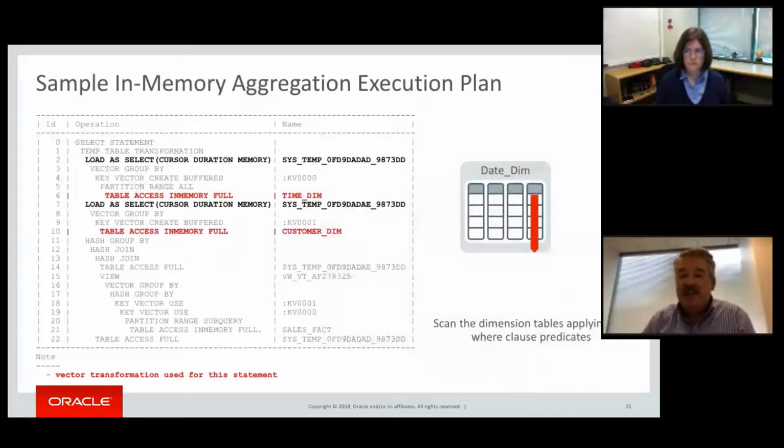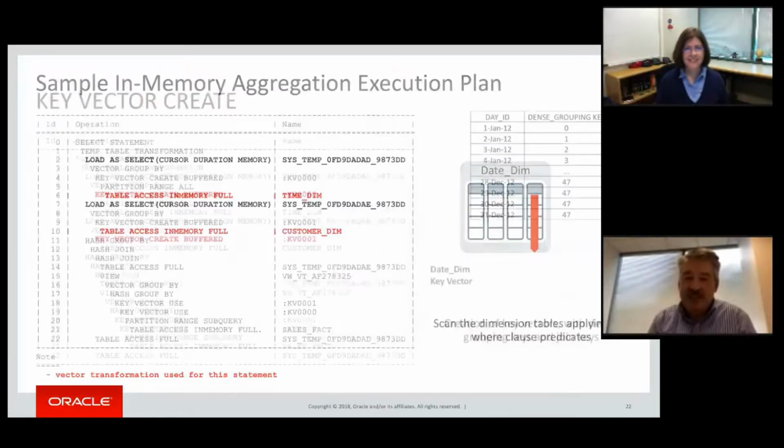So what we see in the execution plan, I've highlighted in red the access of both the time dimension and customer dimension tables. So we're going to scan, apply any filter predicates, but notice that we also wind up creating 2 temp tables, if you will. And notice that it says cursor duration memory. That was the feature that I mentioned that was added in 12.2. So even though they look like temp tables, these are really in-memory structures in the PGA. And hold that thought as we move on to the next.